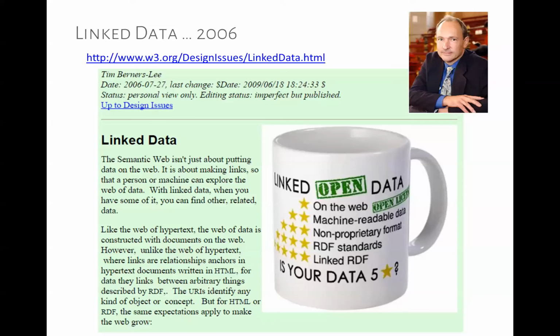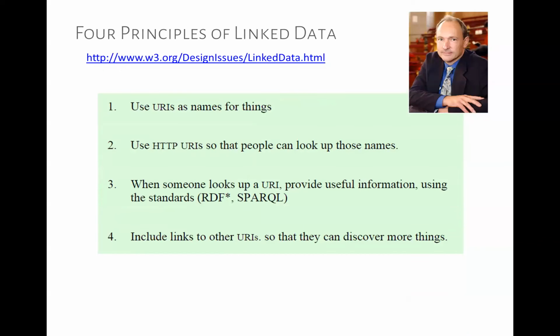So the four principles: use URIs or IRIs as names for things, use HTTP URIs so people can look up those names, when somebody looks up an IRI or URI, provide useful information using the standards such as RDF, RDFS, SPARQL, OWL, whatever it might be, and include links to other URIs so that they can discover more things. Yeah, so these are the basic principles.